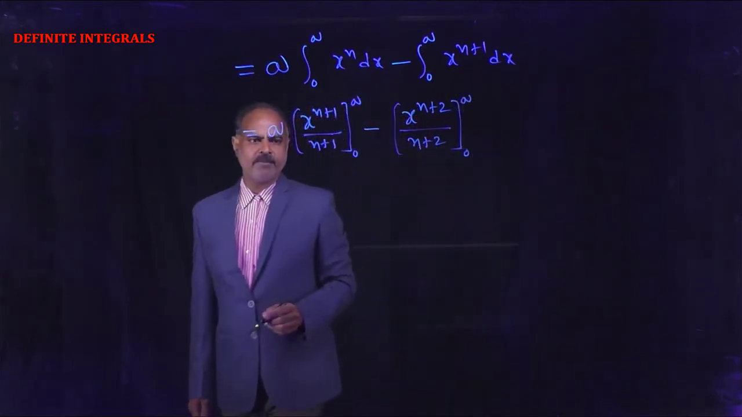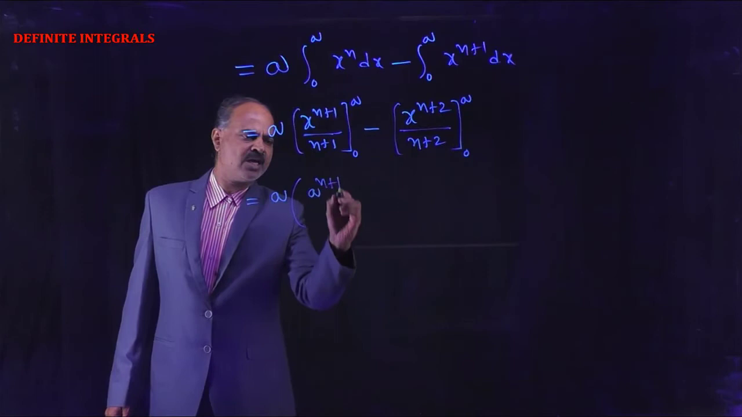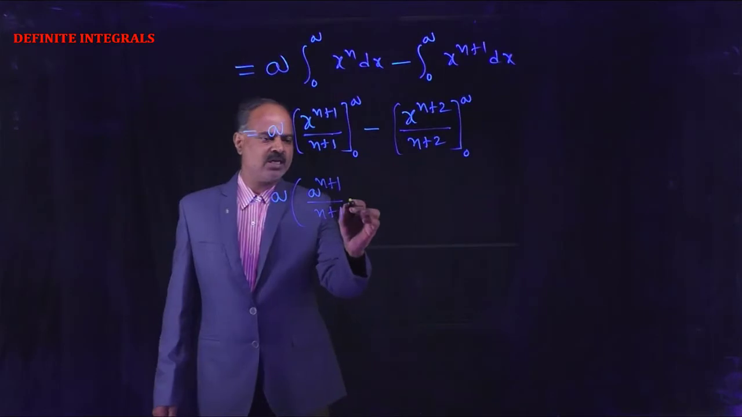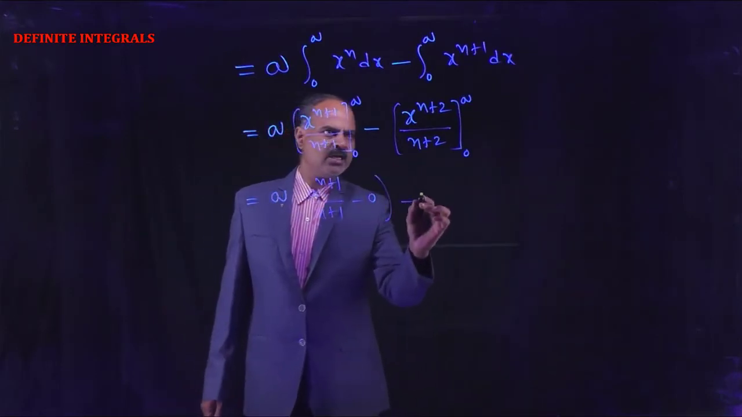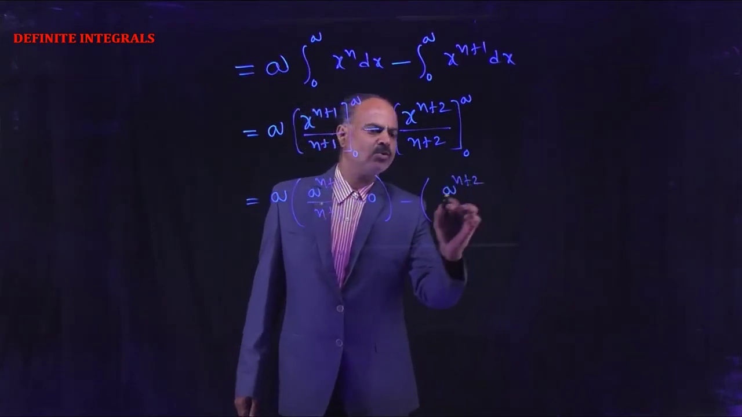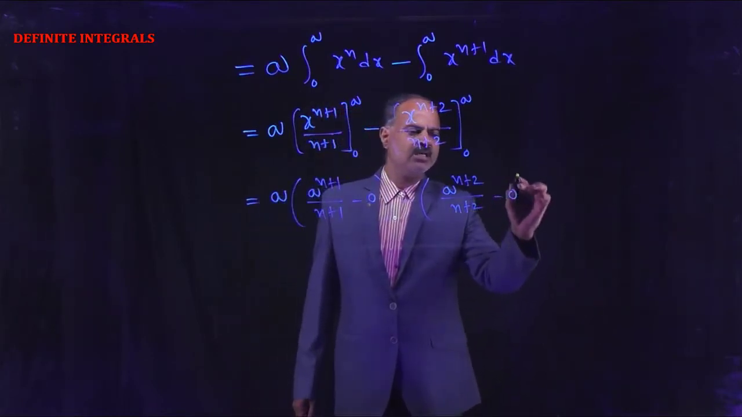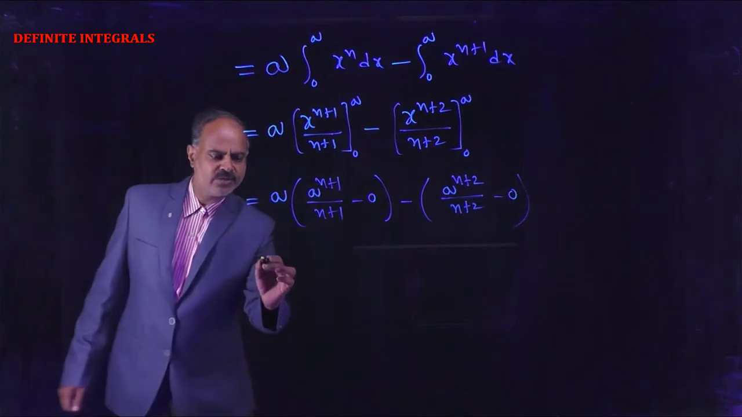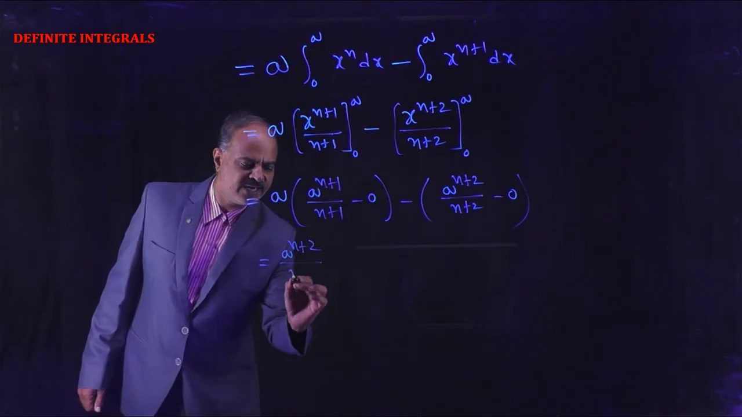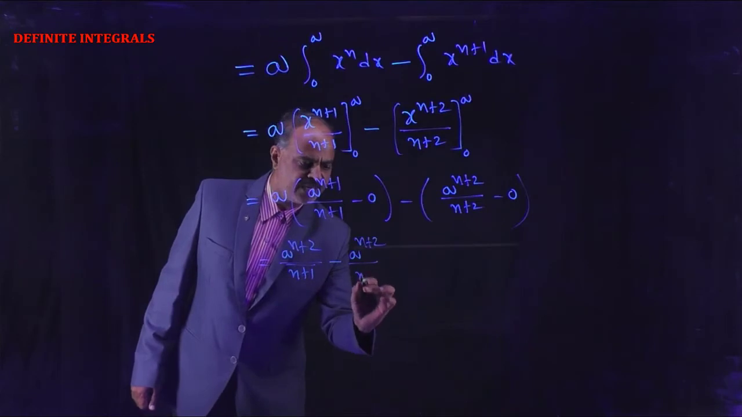First substitute the upper limit in place of x: that is equal to a into a power n plus 1 divided by n plus 1, minus substituting 0 in place of x, which gives 0, minus a power n plus 2 divided by n plus 2, minus substituting 0, which gives 0. Now this is equal to a into a power n plus 1, that is a power n plus 2 divided by n plus 1, minus a power n plus 2 divided by n plus 2.